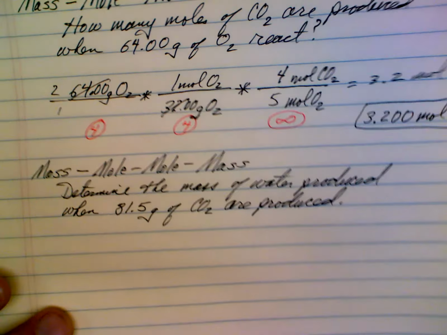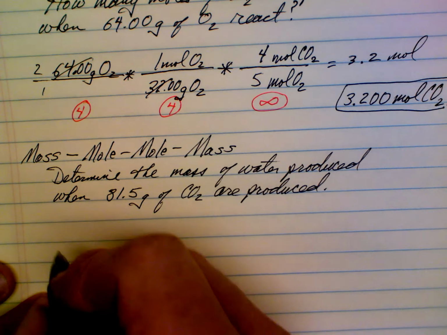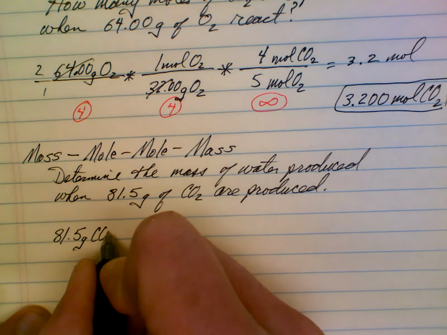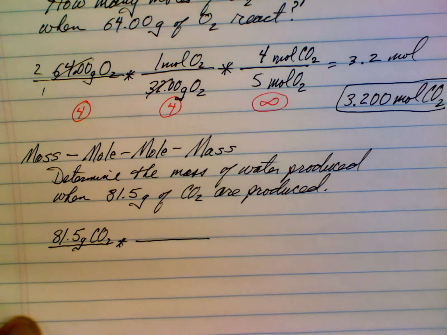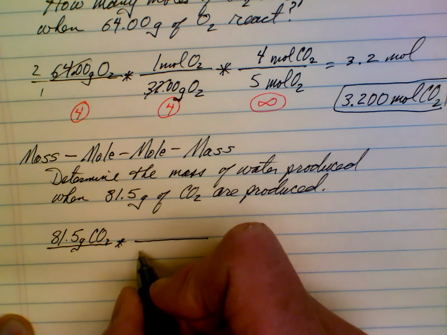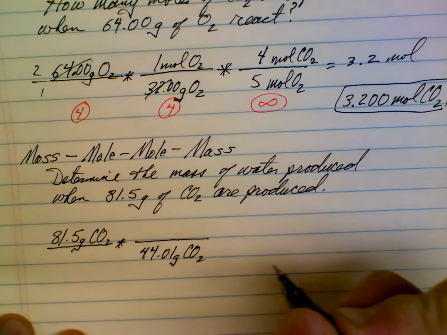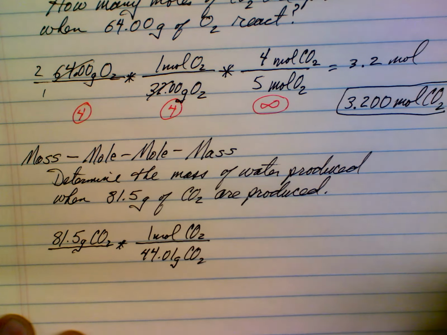So in this particular case, we're starting off in grams, and we have to end in grams. So I have my 81.5 grams of CO2. That's what I start with, and we need to get that into moles. Again, because going back to the balanced chemical equation, those coefficients relate the mole-to-mole relationship, not the grams. So I have to get the CO2 into moles. So I know that 44.01 grams of CO2, we did the molar mass calculation before, is 1 mole of CO2.